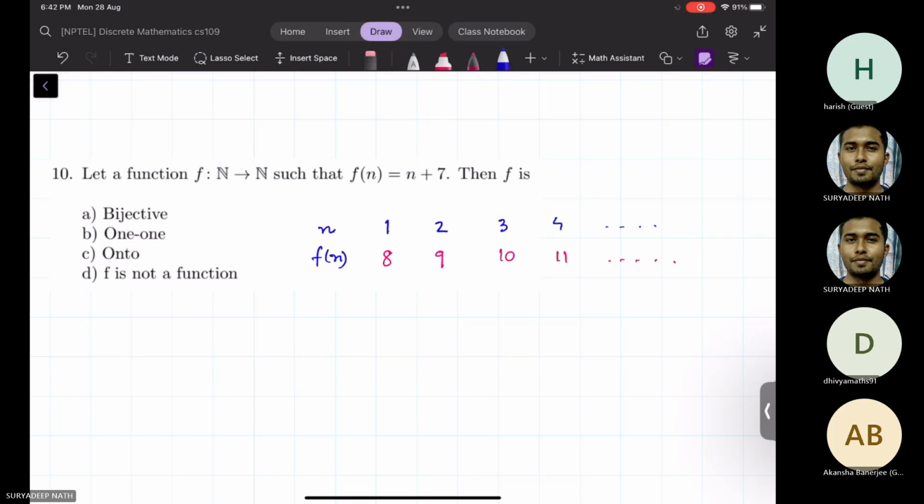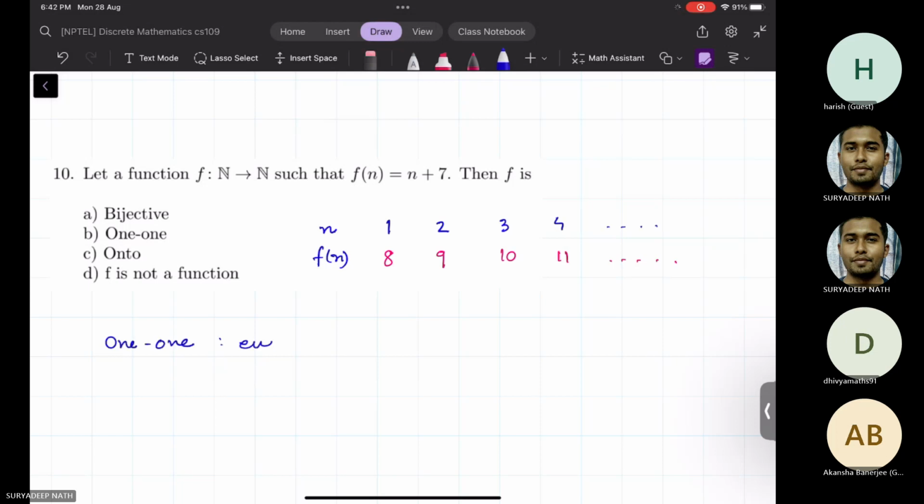Okay, well, Akanksha is saying it's 1-1, and Divya is saying it is a bijection. Bijection means it is both 1-1 and onto. So let us see what it is. So first let us see whether it is 1-1 or not. 1-1 means, again let us recall, every element in domain has a unique image.